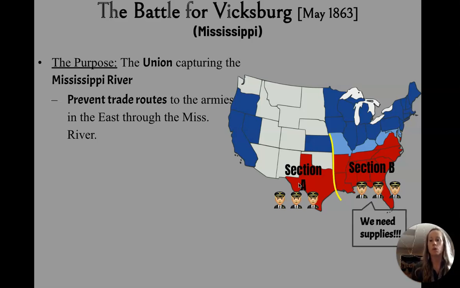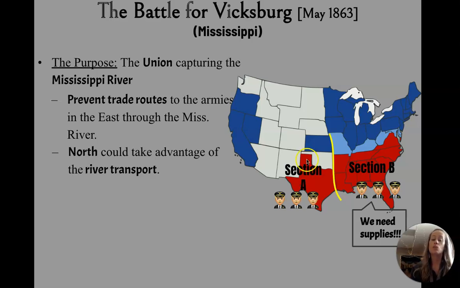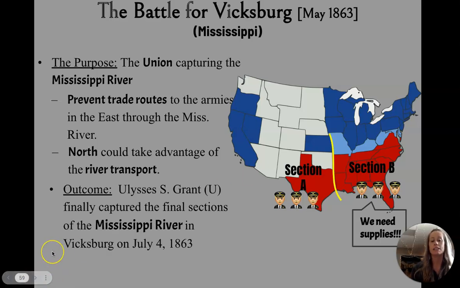And so the Union wants to divide the South in half by taking over the Mississippi River. And then the North is going to be able to take advantage of the Mississippi River. Remember, we talk about it being really a highway of the time. And so they can actually now control the Mississippi and use it as river transportation for supplies and for soldiers.